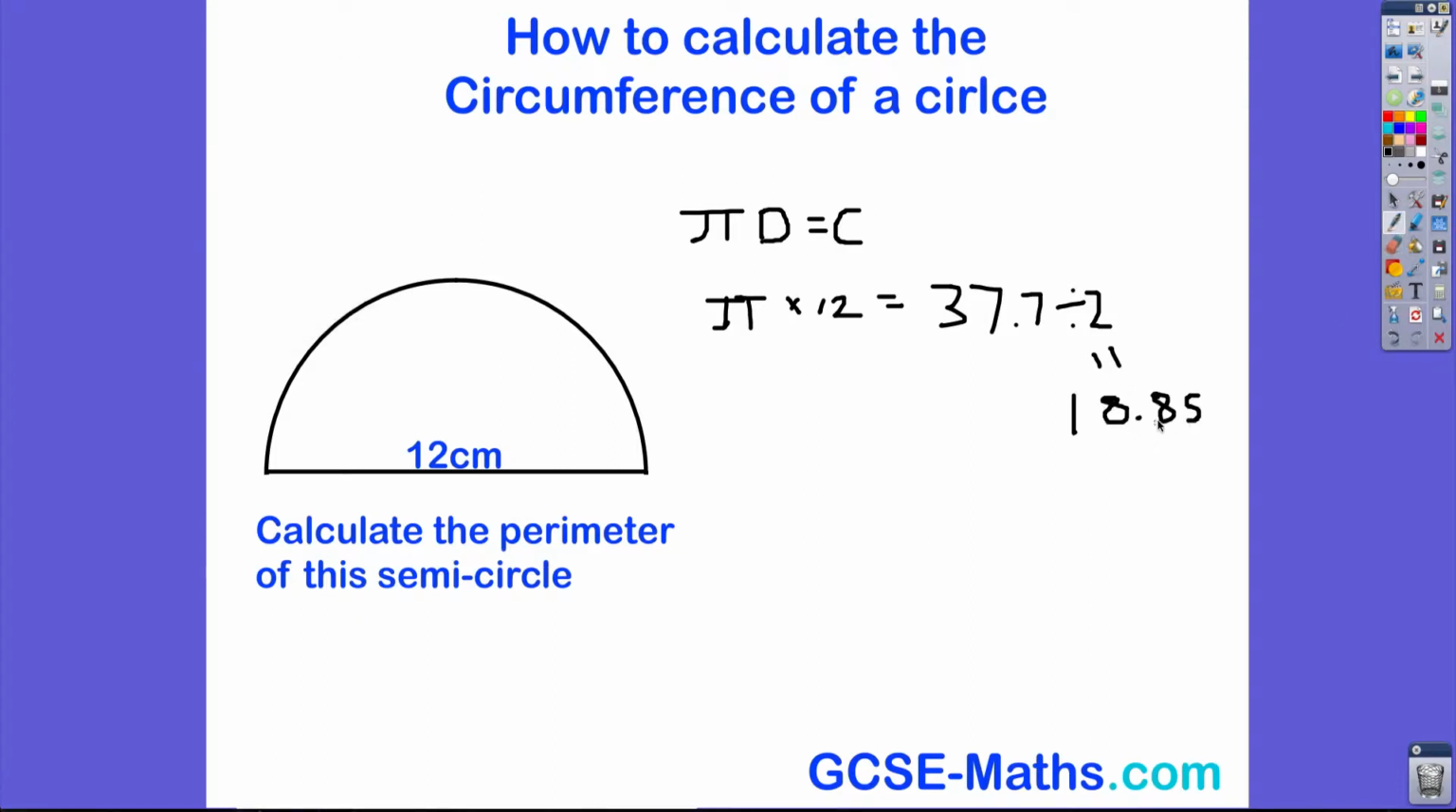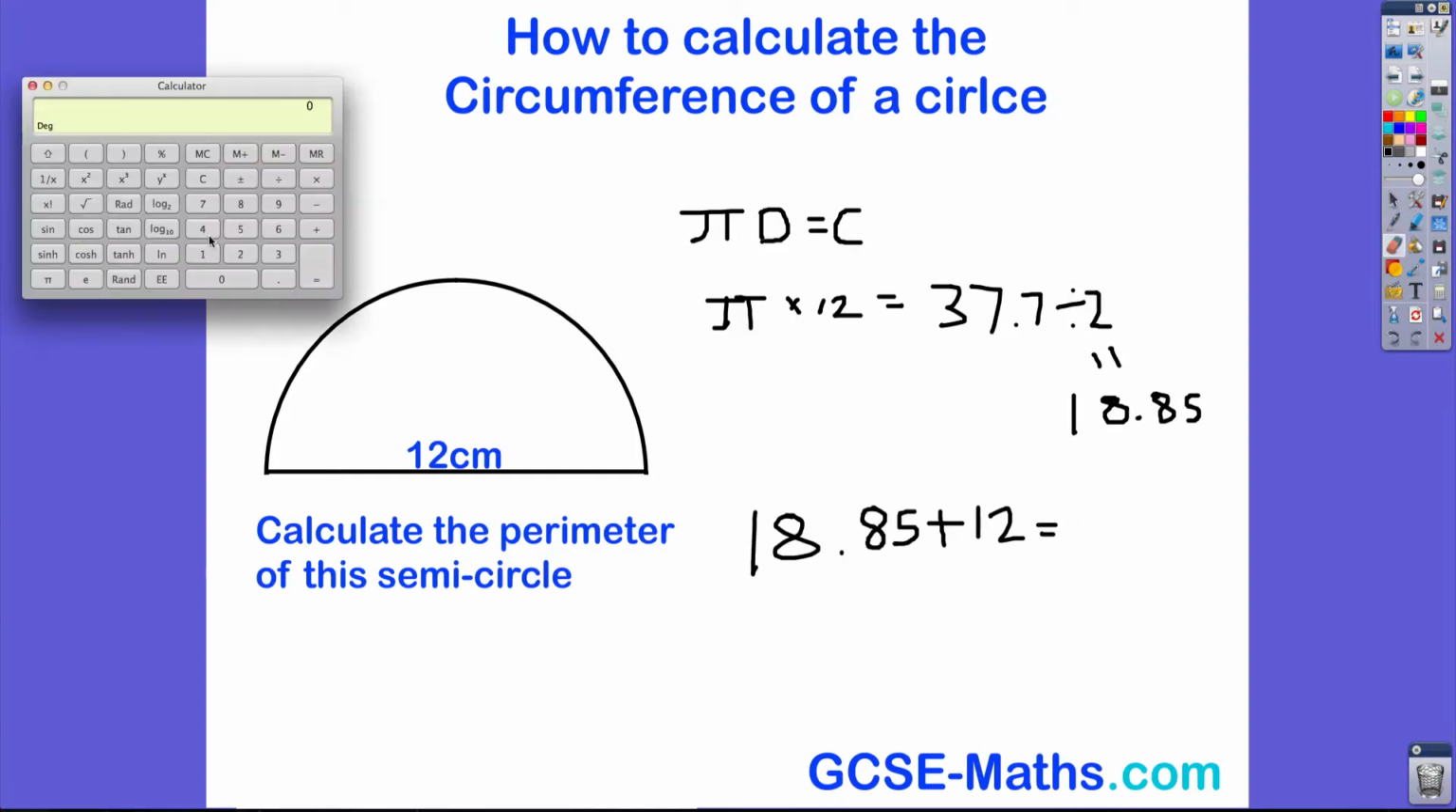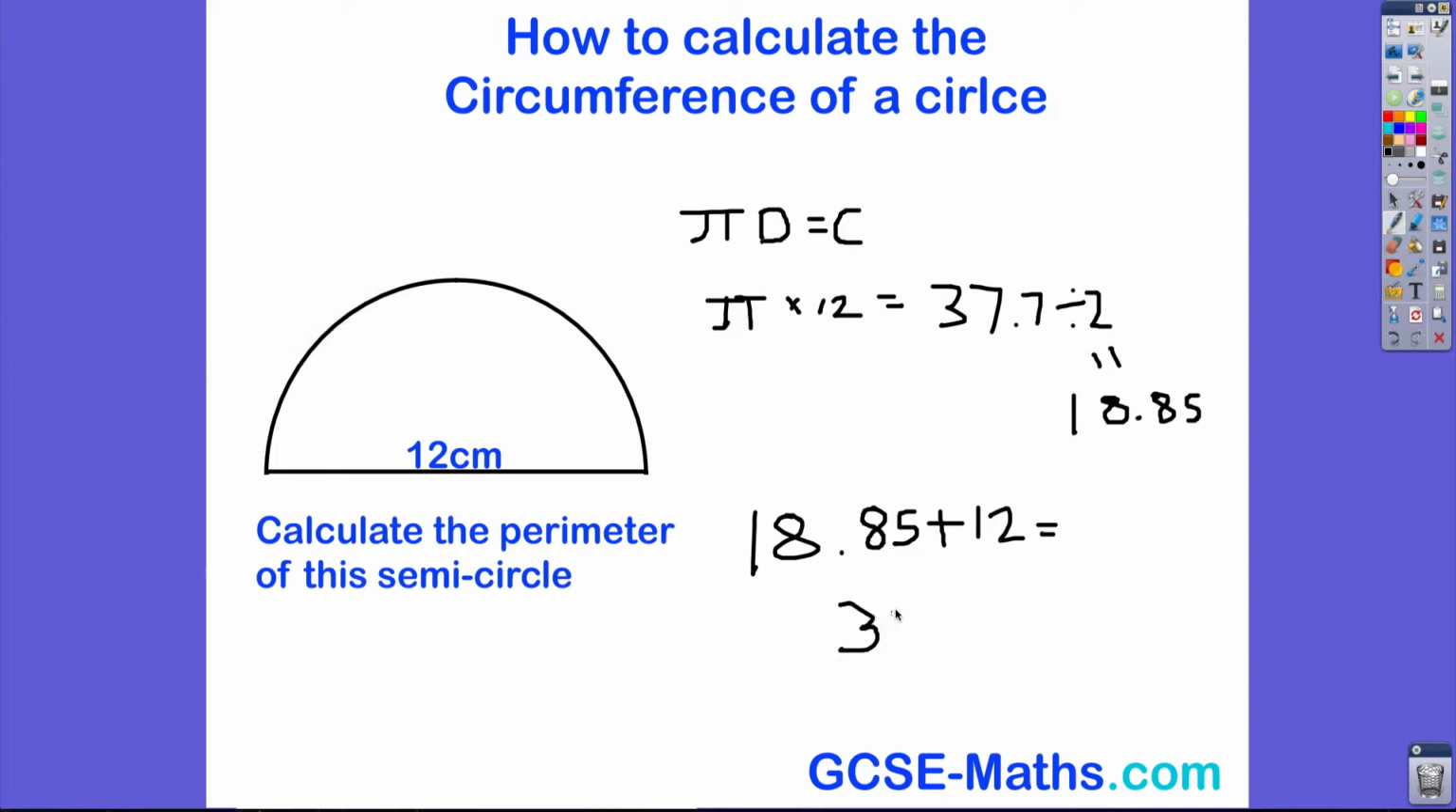So here we have the circumference of half of a circle, but what we must remember is to add this 12 centimeters here, because we have to remember it's the perimeter. So far we've only got this length here, not this added. So what we must do next is simply add 12 centimeters, so it is 18.85 add 12 centimeters, and that equals 30.85. So the answer for this is 30.85 centimeters.